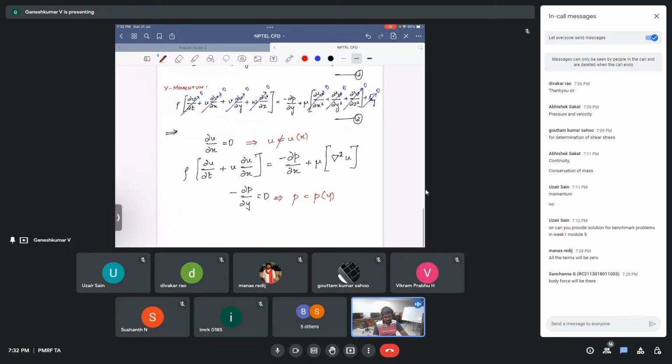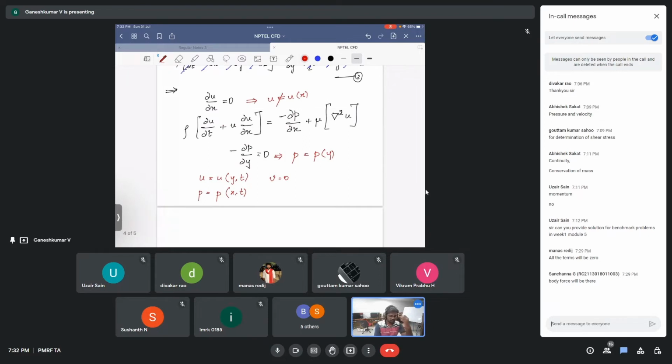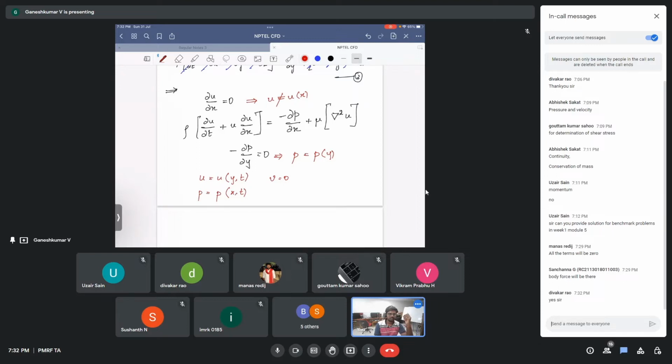So we have greatly reduced some complications. Before, u is a function of x, y and t; now u is going to be a function of only y and t. And similarly pressure is going to be a function of only x and t. And v is of course 0, we made it 0. So is this clear, why I made u a function of y and t and pressure a function of x and t? So I'm going ahead.